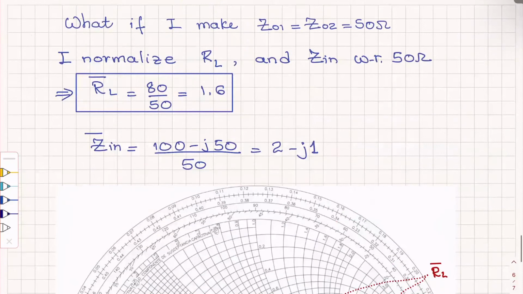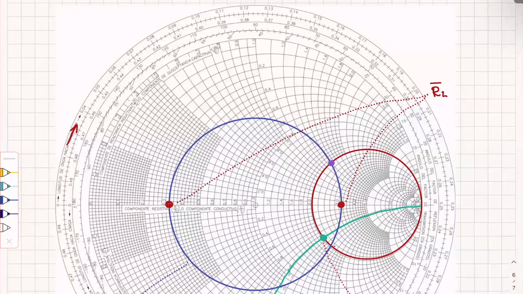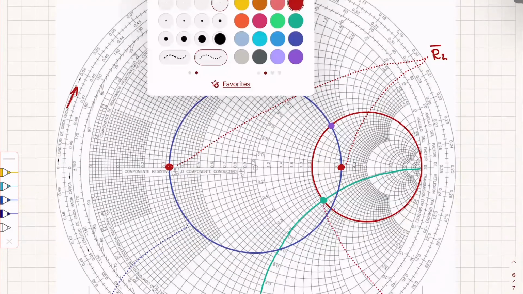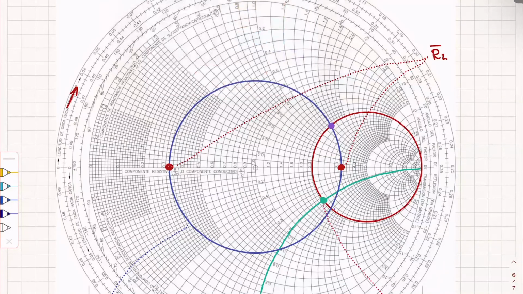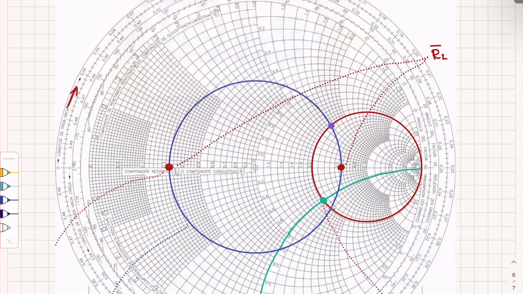So for example, here I got 50 to normalize it. But if I wanted R sub L to go down to this point, let me also show you the values. In this case here, the value R1 normalized is going to be 0.32, normalized.